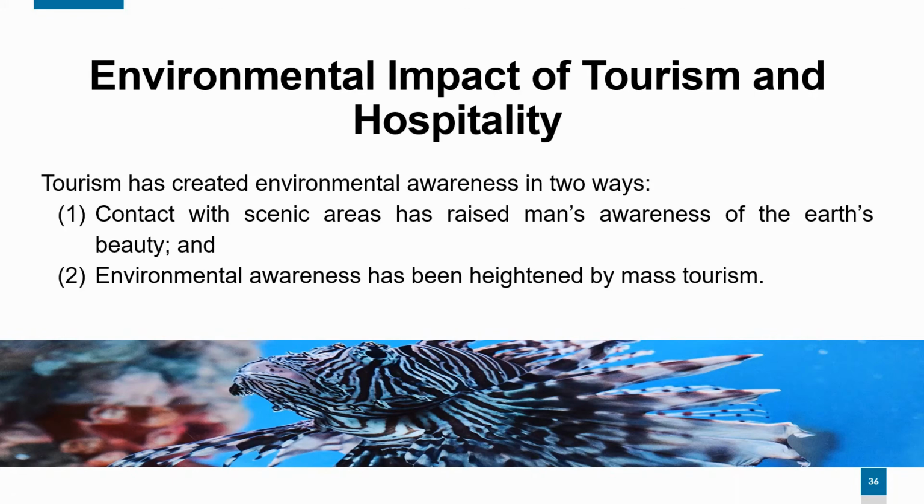First, contact with scenic areas has raised man's awareness of the earth's beauty and made it easier for him to see and enjoy it with minimum damage, and environmental awareness has been heightened by mass tourism, which caused direct and indirect destruction. In developed countries, several national parks and monuments have been created to preserve the natural, cultural, and recreational resources of the land for the enjoyment, appreciation, and education of present and future generations.